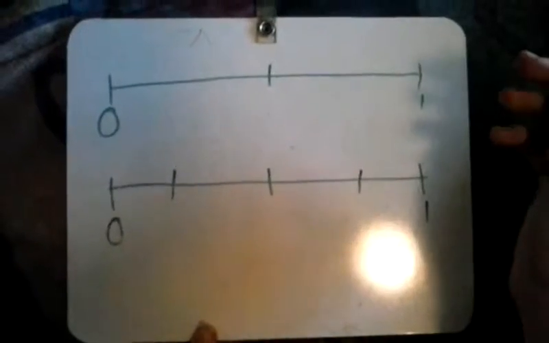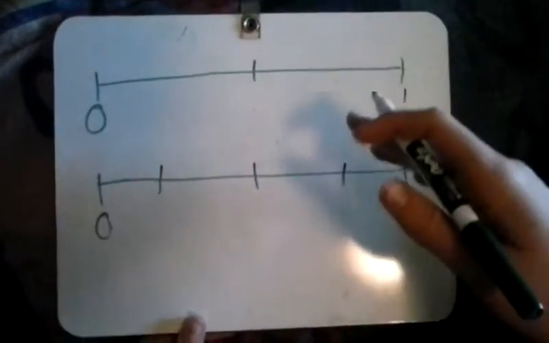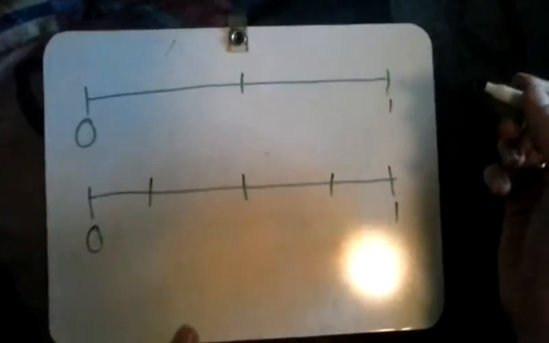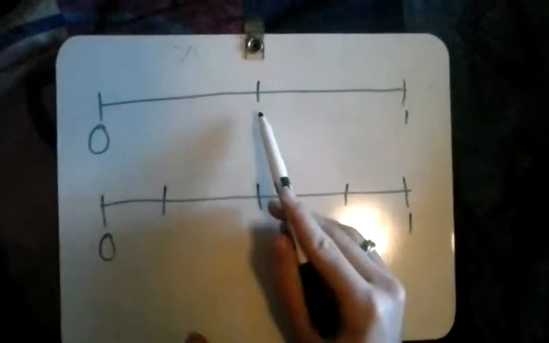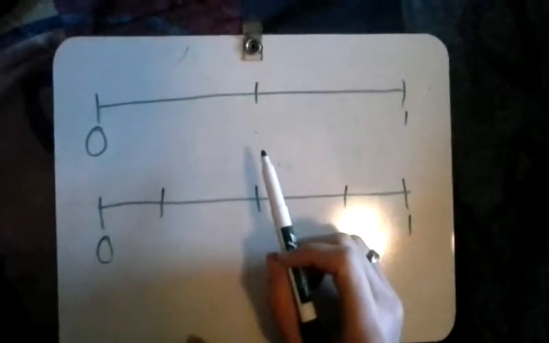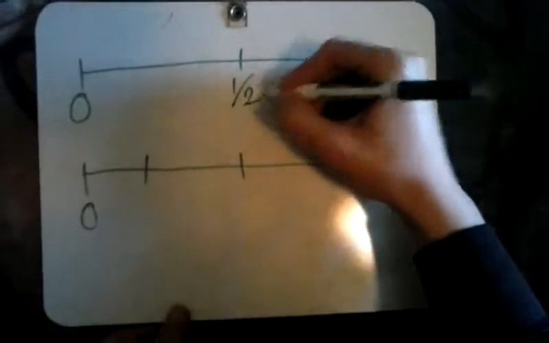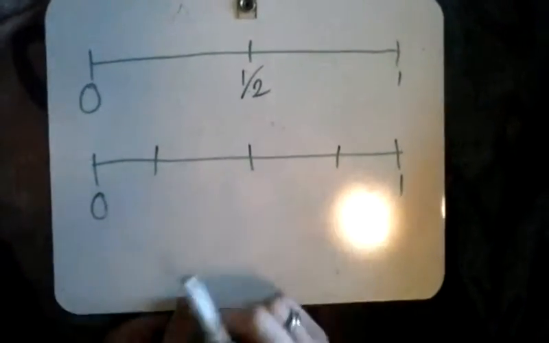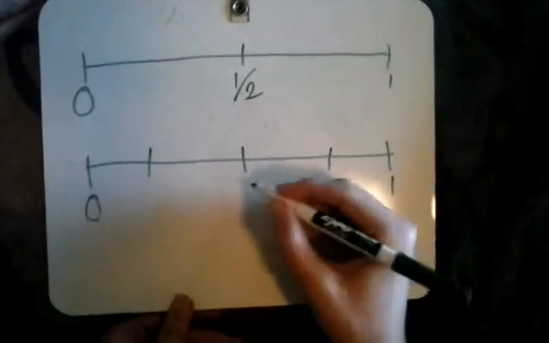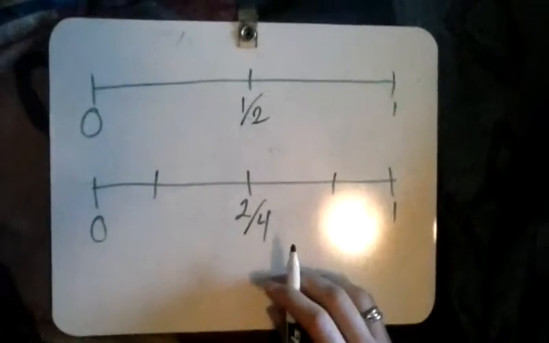Good morning, class. Today we are going to review fractions to start, and then we'll be moving into equivalent fractions. So, if I were to ask you on this number line, what would this fraction be? 1/2. Very good. And now, what about on this number line? What would this fraction be? 2/4. Very nice.